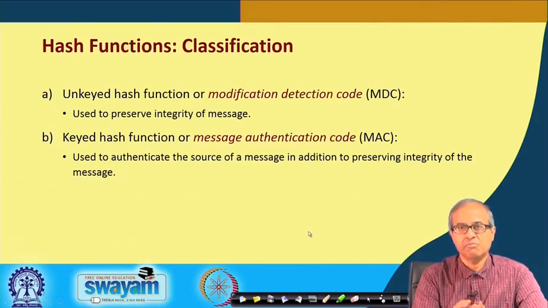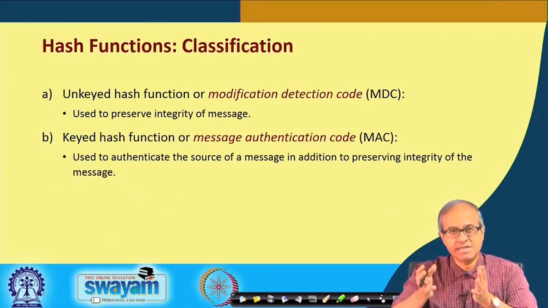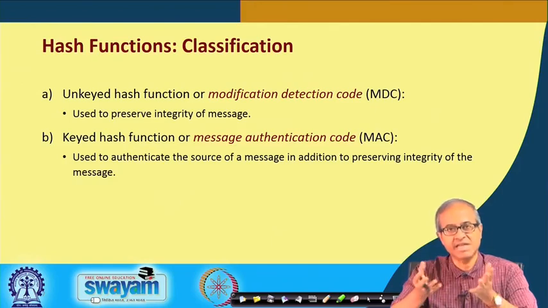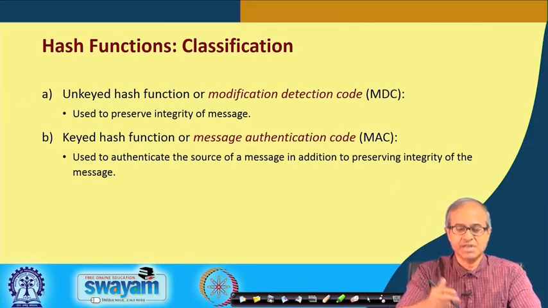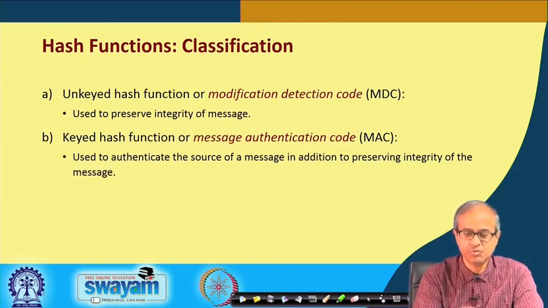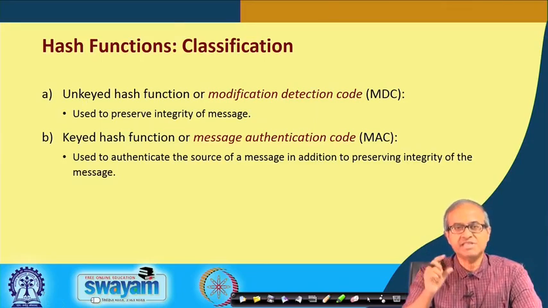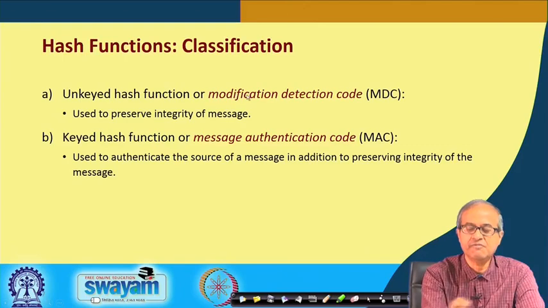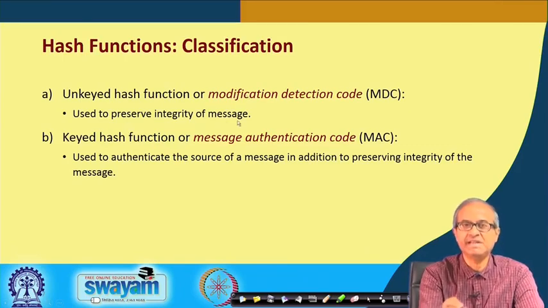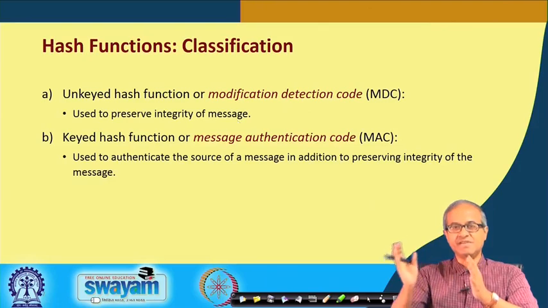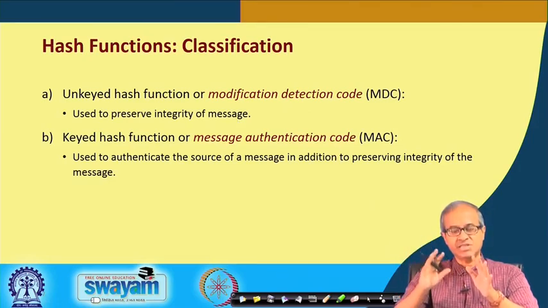Now, broadly speaking, I said that these kinds of hash functions can be either keyed or unkeyed. There can be a secret key or there can be no secret key. Based on that, we can broadly classify hash functions into something called modification detection code, which are unkeyed, which do not rely on any key. So, whenever the message is modified, that can be detected. Here this kind of hash function is used to preserve the integrity of the message, which means the receiving end can tell whether the message is intact or it was modified.